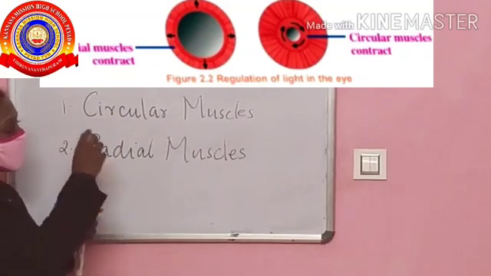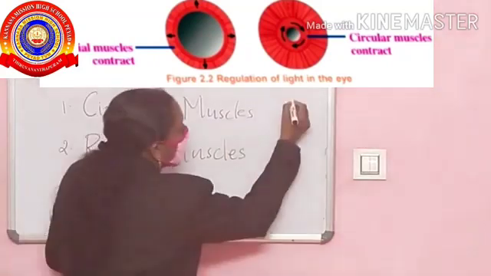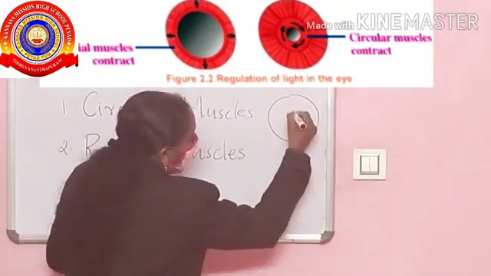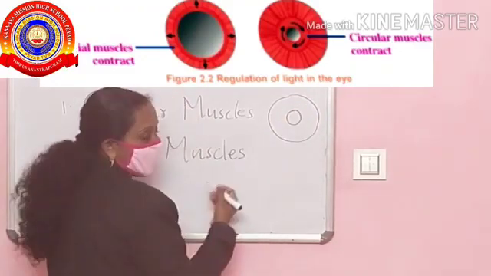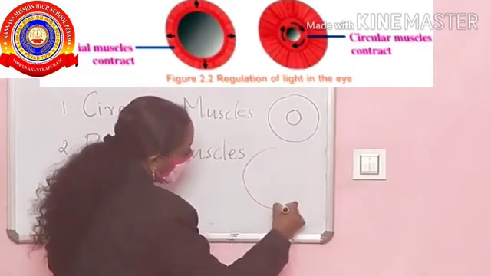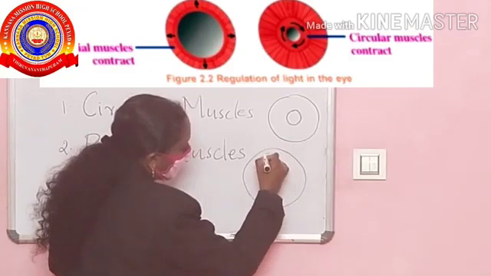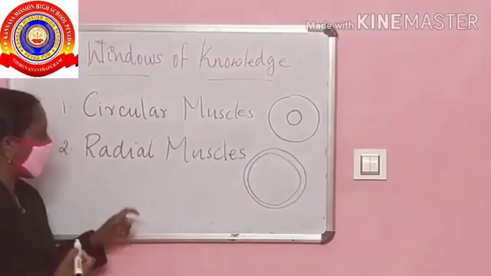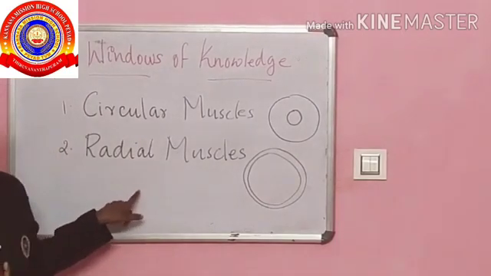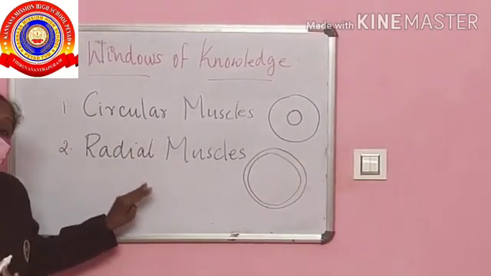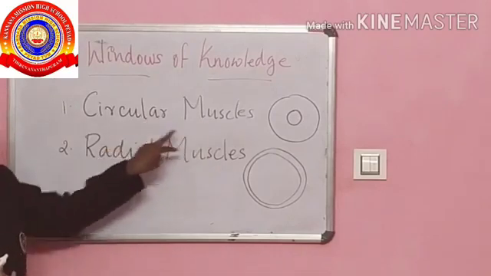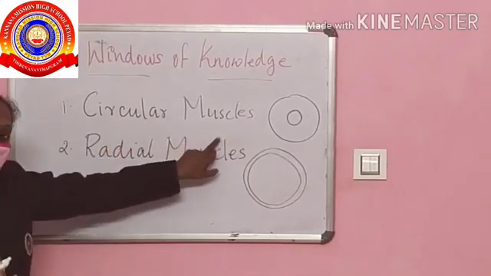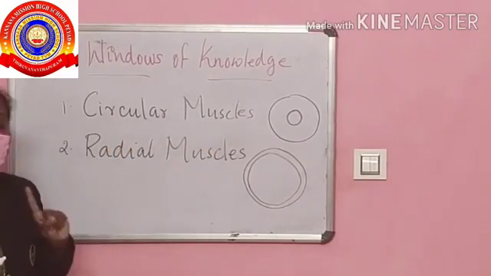You can see in the circular muscles only a small area is open. This is called the circular muscle. And in the radial muscles, wide space is there. This is called the radial muscles. And these radial muscles will be activated in the dim light. And these circular muscles will be activated in the intense light.